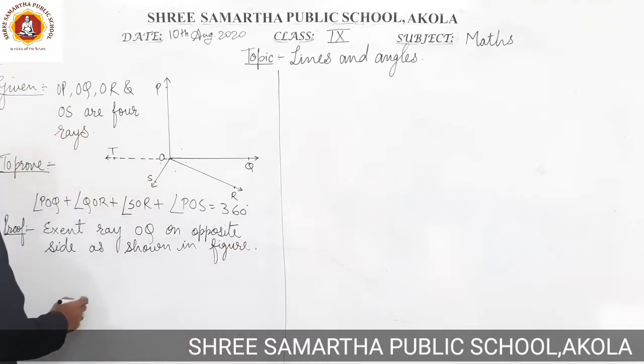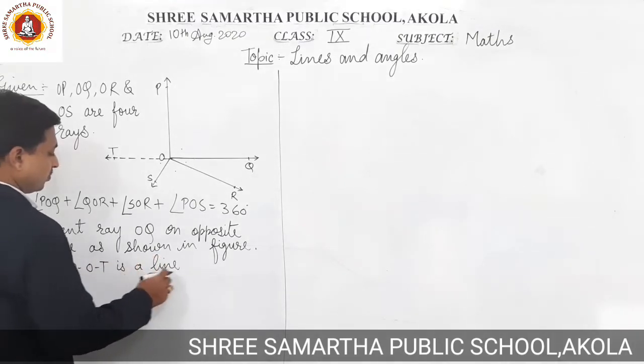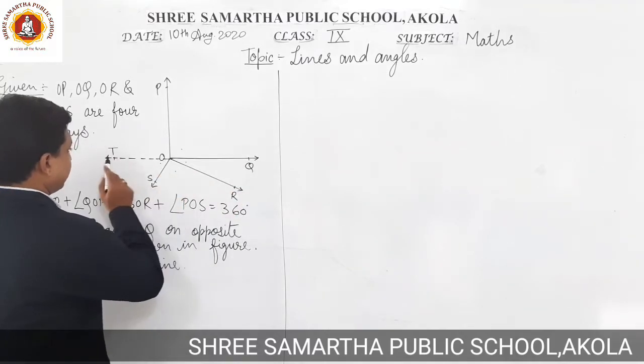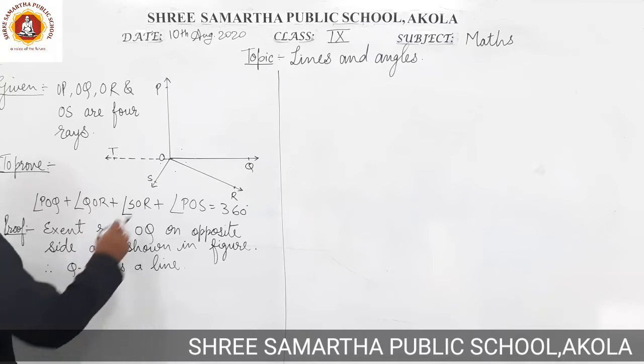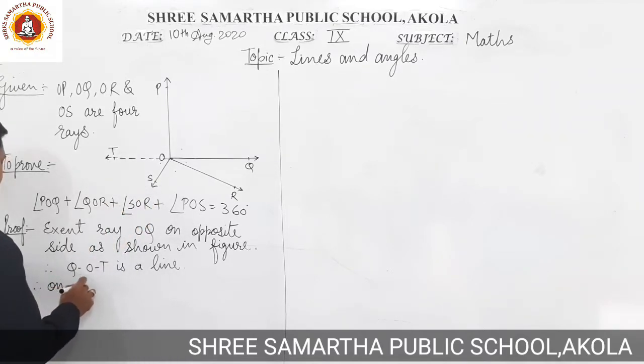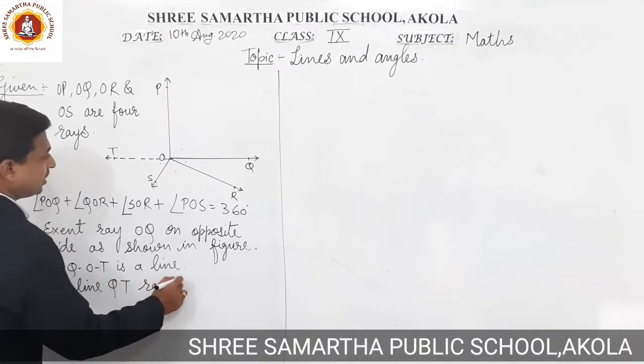As shown in the figure, therefore QOT is a line. Now after getting this QOT as a line, therefore on this line ray OP stands.